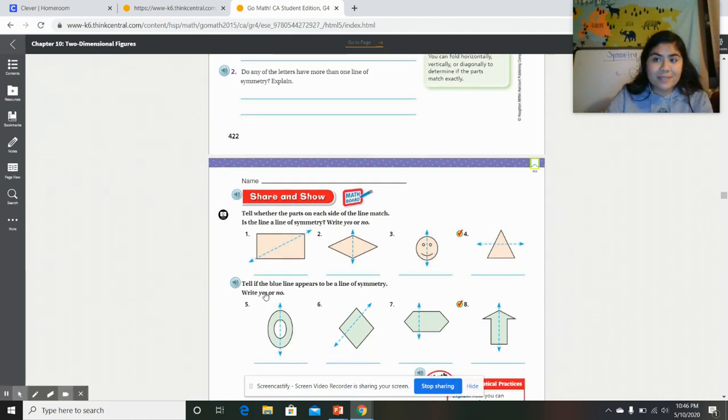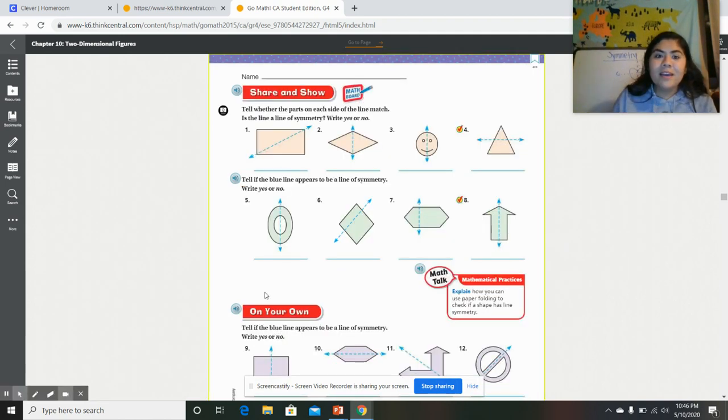Now, your job today, the lesson's very simple, that's it. So your job today is to look at all the shapes they give you. We have a rectangle here, we have what looks like a diamond here, or like a parallelogram kind of, a smiley face, a triangle, and on, right? So you look at all these shapes, and wherever the line is, whether it's diagonal, vertical, horizontal, whatever it may be, you need to tell whether these two sides would match up if you folded them that way.